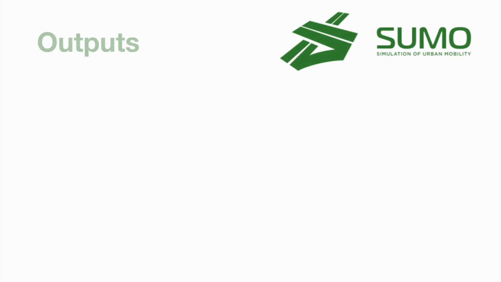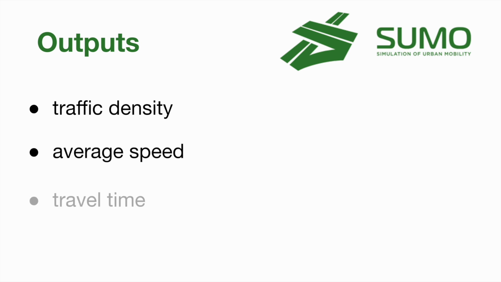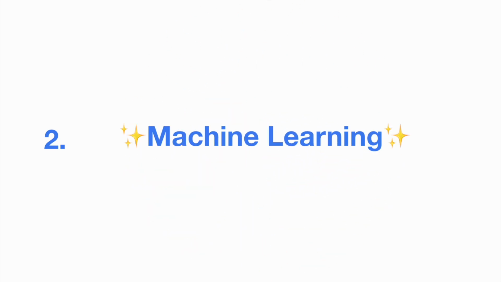With all that information, SUMO provides various outputs. Some of these outputs, like traffic density, average speed, travel time, and time loss, can be useful for emergency response optimization. For the second part of the project, we use a popular field of study called machine learning.